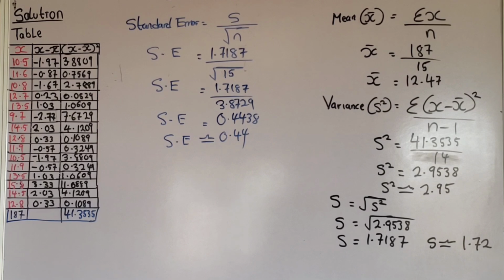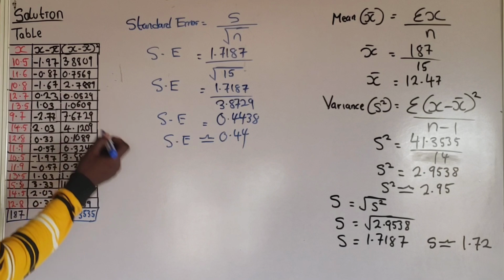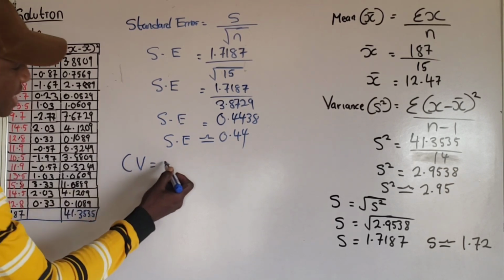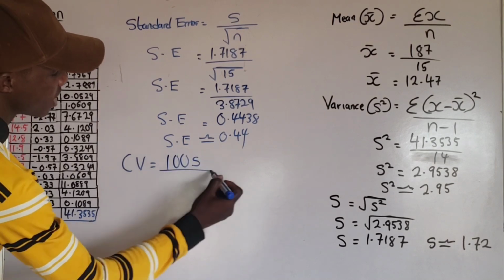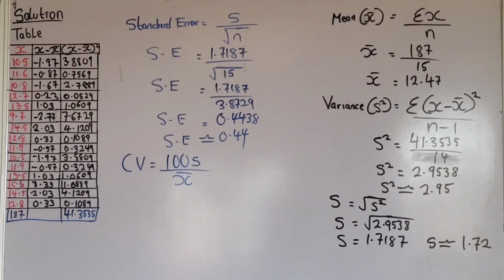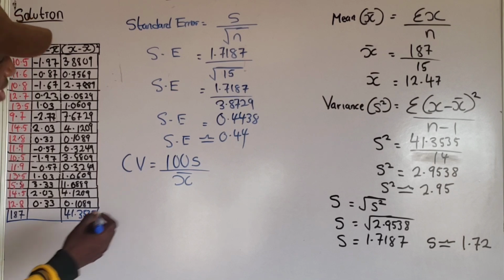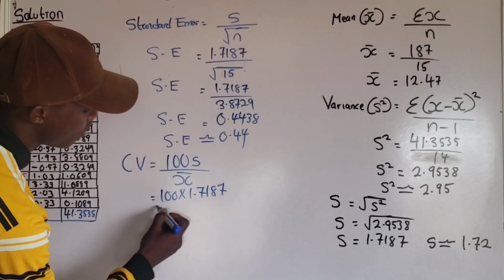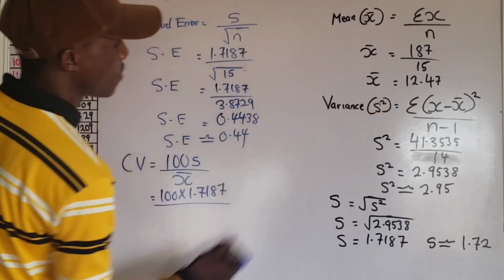Let's proceed to the fifth question, the coefficient of variation. The coefficient of variation is given by this formula: 100 multiplied by standard deviation all over the mean value. And the standard deviation is 1.7187. So I'm going to have 100 multiplied by 1.7187 all over the mean value. The mean value is 12.47.